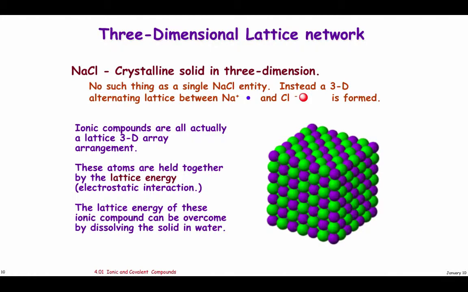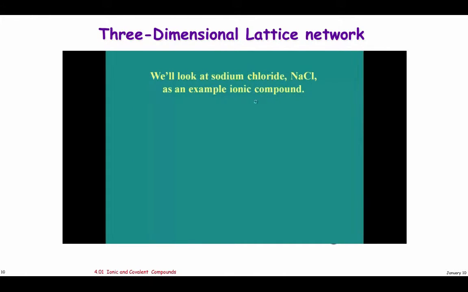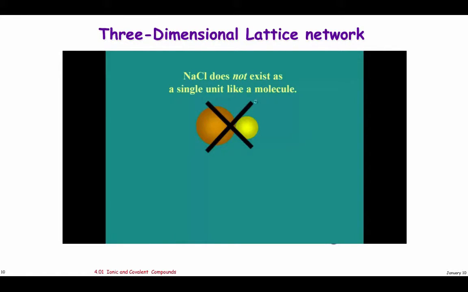Here's an illustration of the sodium chloride ionic lattice, and you notice it's positive, negative, sodium, chloride, sodium, chloride, in a three-dimensional matrix. Let's look at sodium chloride. This will be our example ionic compound. NaCl does not exist as a single unit like a molecule. This goes for all ionic compounds. So this would not be a valid way to represent sodium chloride.